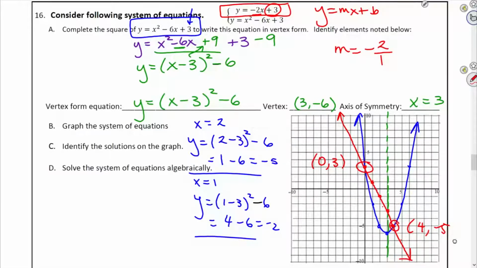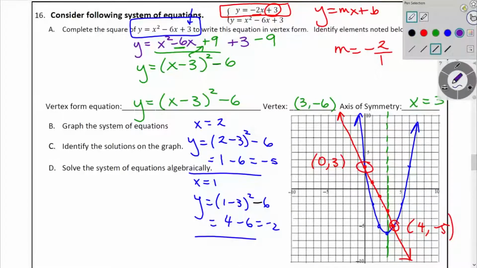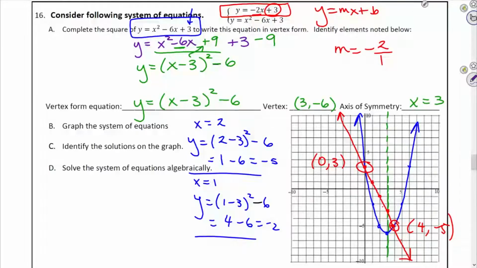This is a 5 close parenthesis, by the way. Solve it algebraically, and I can do that, but let me try to fit it on the same page and not try to get it on a new page. Okay, now these are both equal to y, so I will substitute this right here in for this y. If I do that, I get negative 2x plus 3 is equal to x squared minus 6x plus 3.